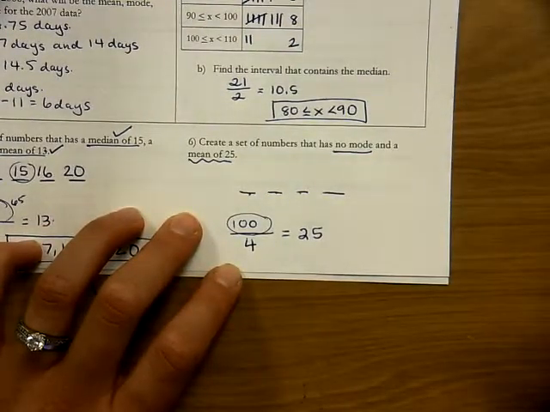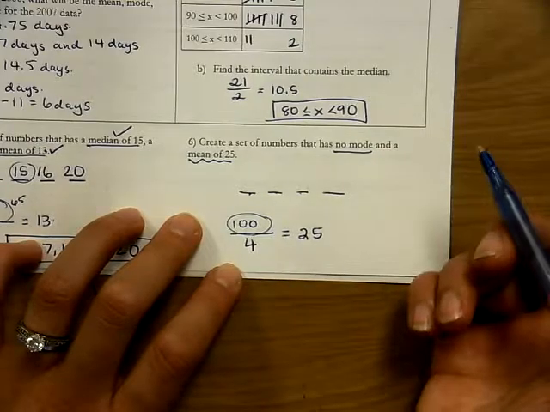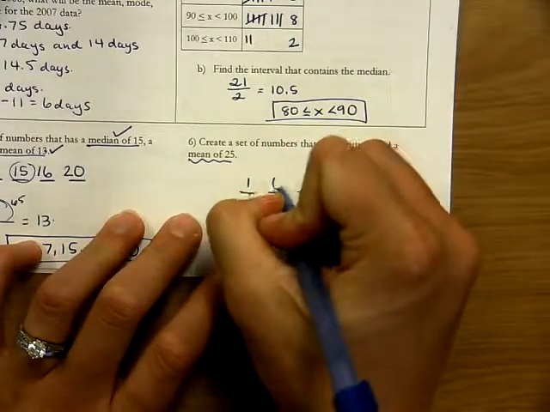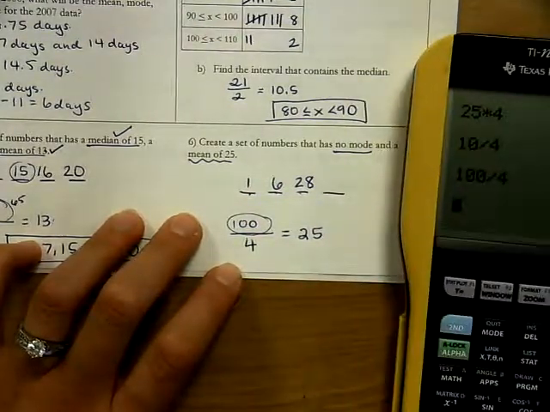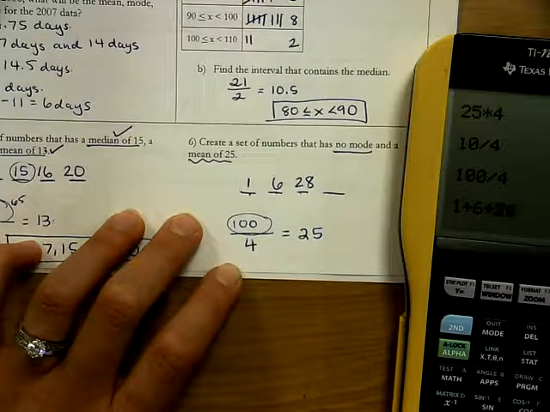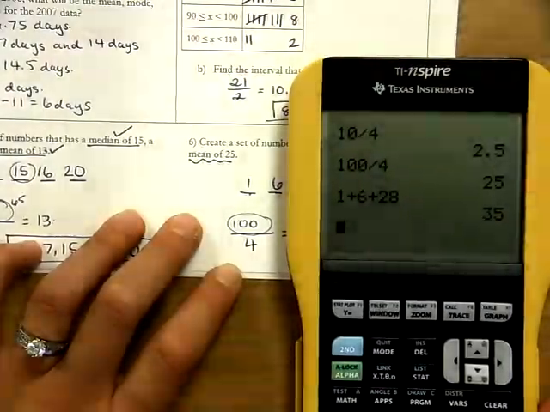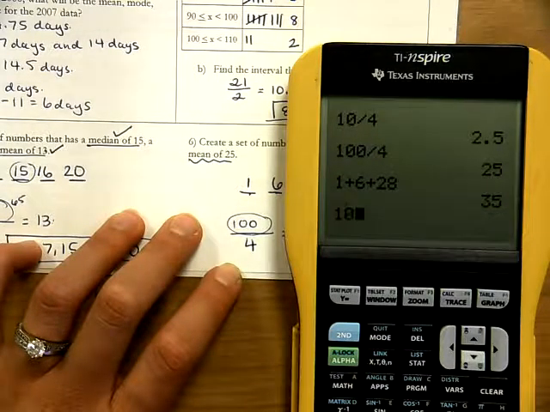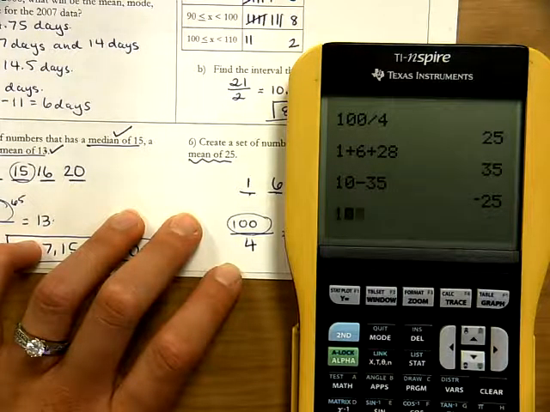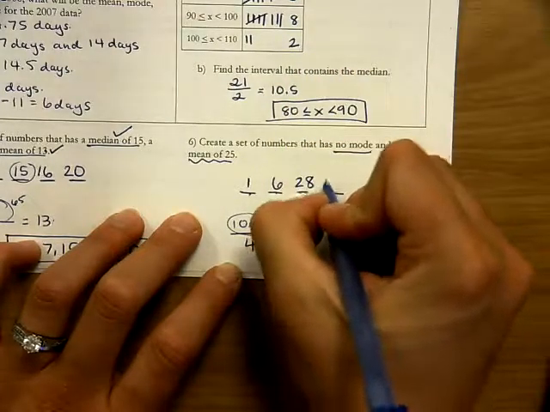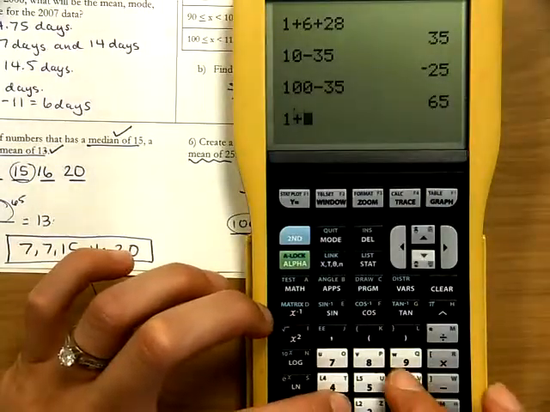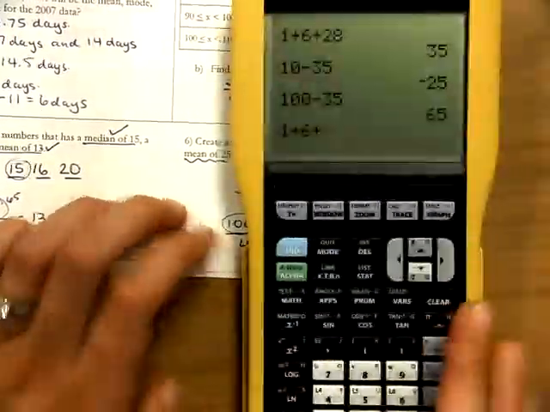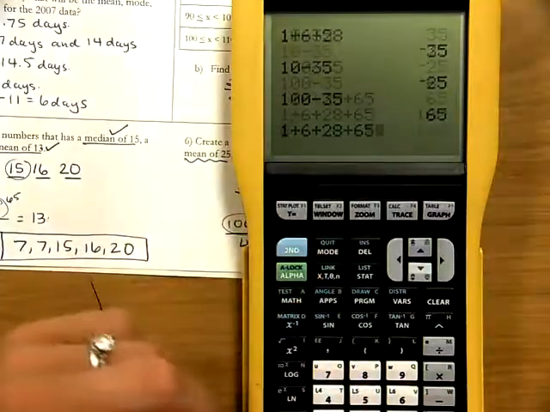So I can choose any 4 numbers that add to be 100 as long as they are different numbers. Well, let's choose 1, 6, 28, and then let's see what's left over. 1 plus 6 plus 28 is 35. So whatever is left over, 100 minus 35, is 65. If I add these all up now, I should get 100. 1 plus 6 plus 28 plus 65 equals 100.